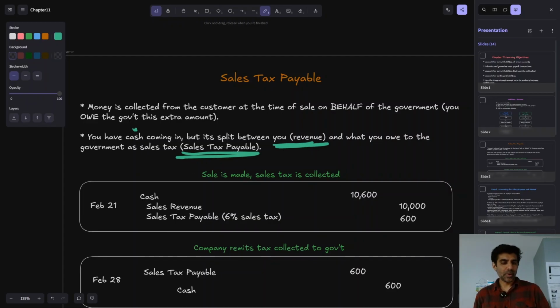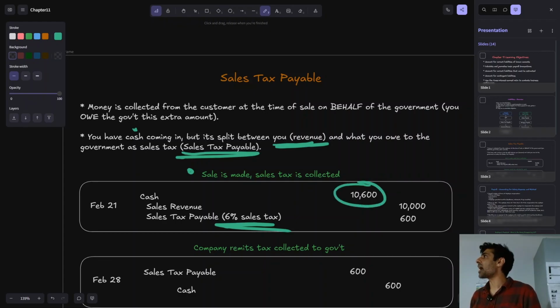Here's a journal entry, which is pretty straightforward, I think. A sale happens. You sell some item for $10,000, and there's a 6% sales tax on that. So the customer is going to give you $10,600 of cash when they make that purchase. You're going to record revenue for the $10,000, which was the actual amount that you sold it for, and then you have this liability, $600. This is money that you're going to have to pay to the government.